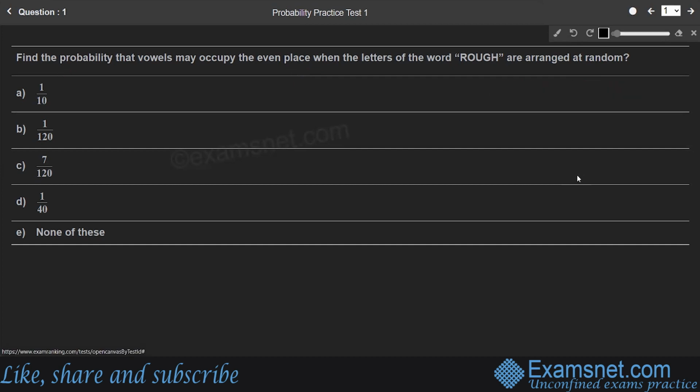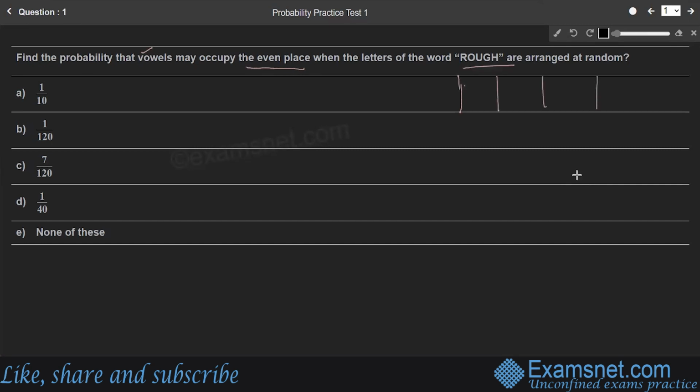Let's begin with question number 1. Find the probability that vowels may occupy the even places when the letters of the word rough are arranged at random. Here the given word is rough, which has 5 letters. So the number of letters in the given word is 5.